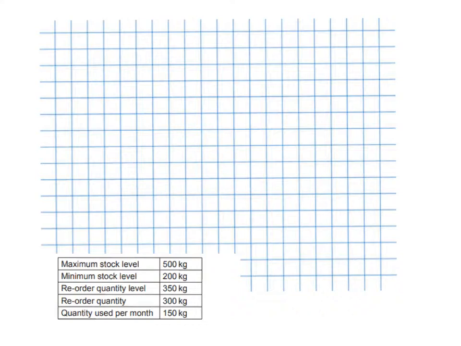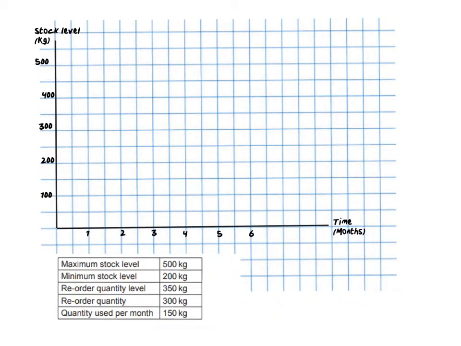So the first thing we need to do is draw the axis. On the vertical axis, we do it based on the stock level, and on the horizontal axis, we do it based on time. As a reminder, they said that they predicted it would be up to about 6 months of operations. So I've done it up to 6 months on the horizontal axis, and on the vertical axis the maximum stock level is 500 kilograms.